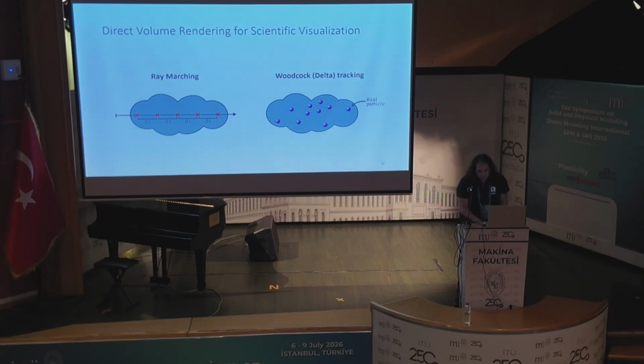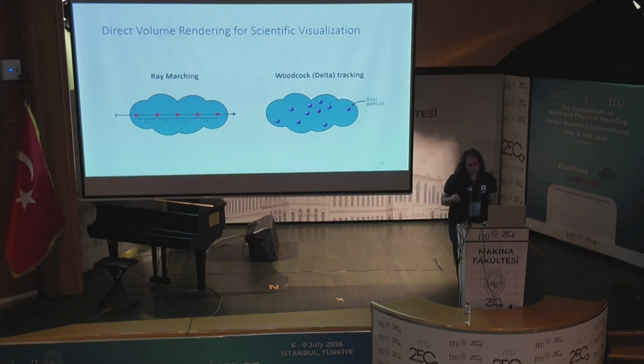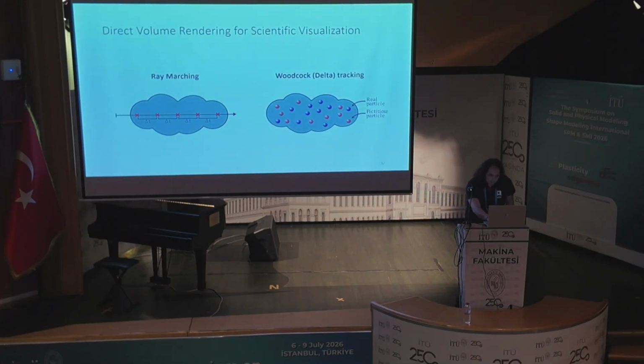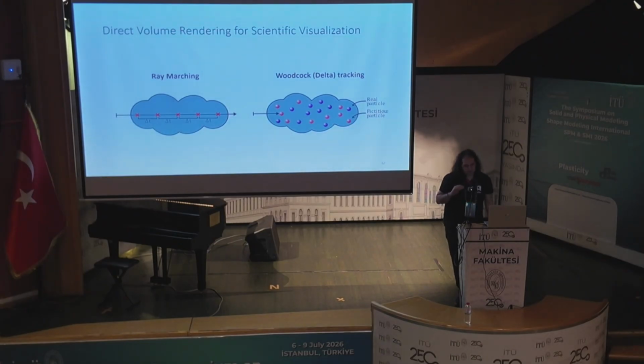Woodcock or delta tracking is a Monte Carlo integration method. If it's a homogeneous volume, we know how to solve it with Monte Carlo integration. But usually the volumes are not homogeneous. So what we do is pretend as if it were homogeneous by adding some fictitious particles. Then our volume becomes a homogeneous volume with a maximum density.